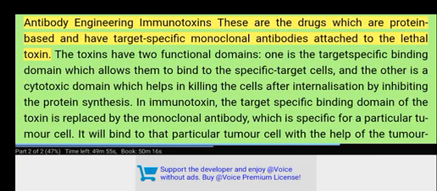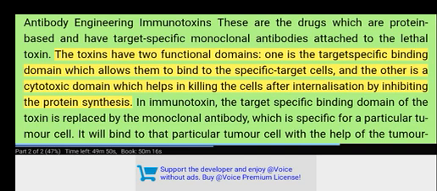Antibody engineering: immunotoxins. These are the drugs which are protein-based and have target-specific monoclonal antibodies attached to the lethal toxin. The toxins have 2 functional domains. One is the target-specific binding domain, which allows them to bind to the specific target cells, and the other is the cytotoxic domain, which helps in killing the cells after internalization by inhibiting the protein synthesis.